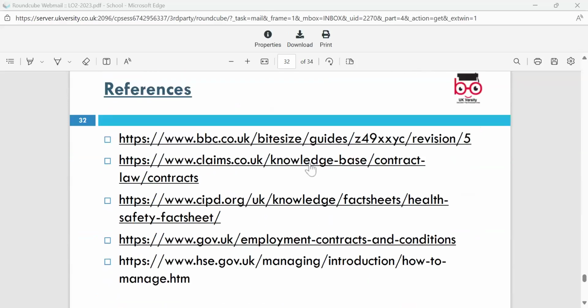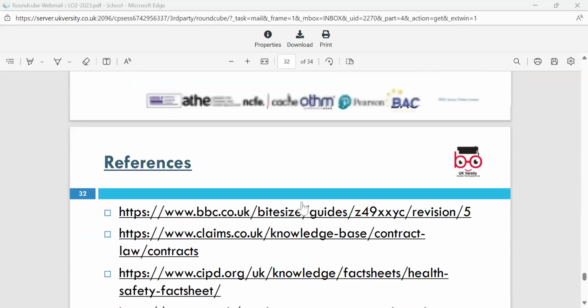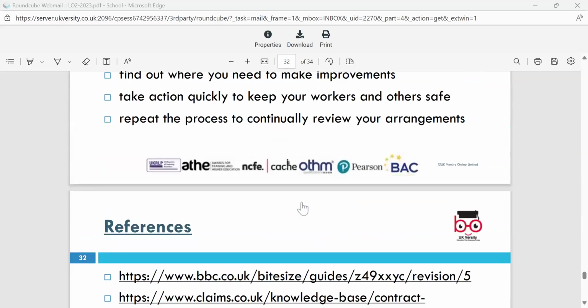So these are the references we've used for today's session that you can right click on if you want to use them. So we've gone through elements of learning outcome 2, which is to illustrate the potential impact of the law on business. We looked at elements of the impact of law, impact on businesses, and businesses being affected by a number of pieces of legislation. We looked at contract law, tort law.